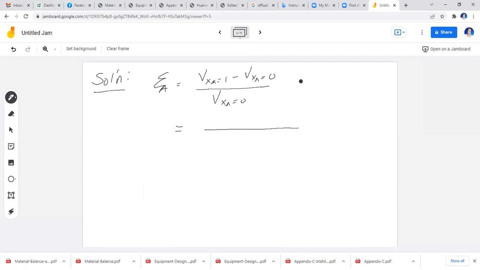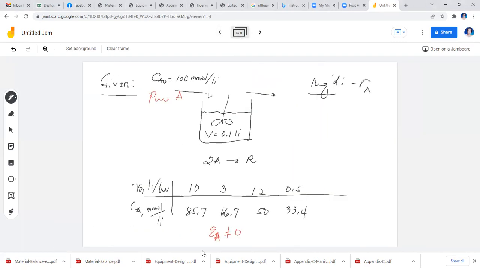Or can I ask for Via? So Mr. Albert already answered 1 minus 2 over 2. Very good. So this is how we determine the fractional change in the volume: 1 for the stoichiometric coefficient of the product minus 2, the stoichiometric coefficient of the reactant, divided by 2. So this will give us negative 1/2 or negative 0.5. Okay, so that's our epsilon A.